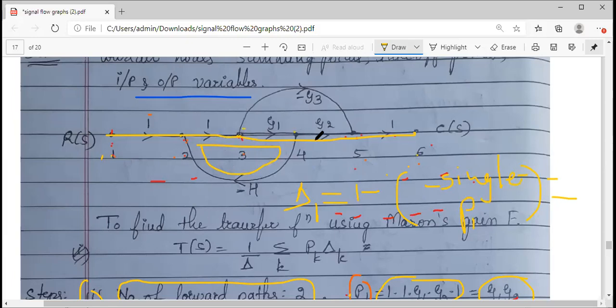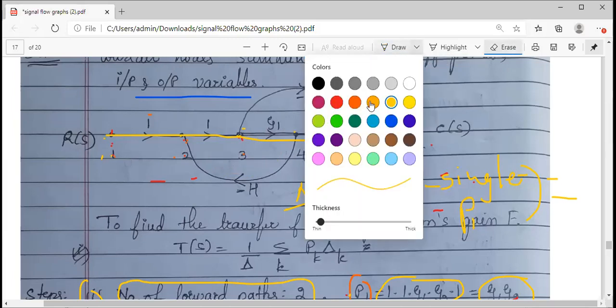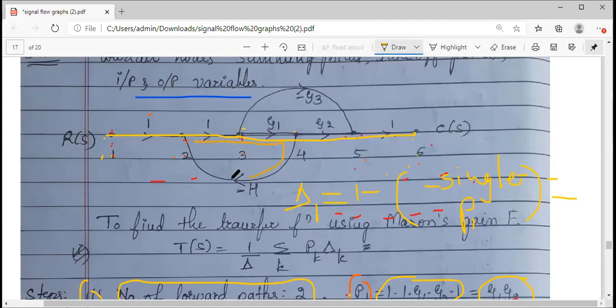Yes, tell me whether it is touching or not. You can look at the figure, you can make the judgment. We have one forward path mentioned from 1 to 6 with the yellow line. And we have identified that in the given signal flow graph, we have one single loop like this. So now tell me whether your single loop is touching the forward path or not. Yes, it is touching. You can see from node 2 to 3 to 4.